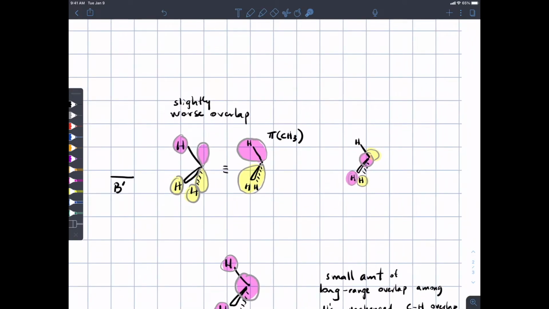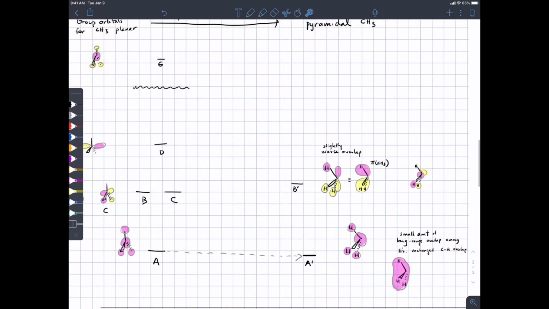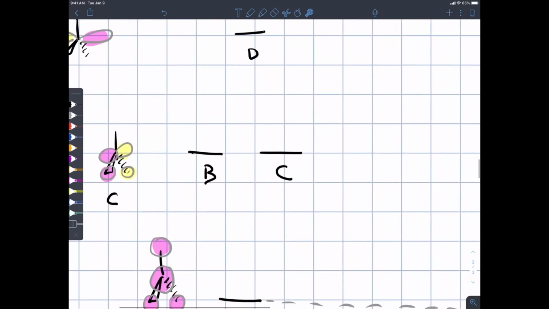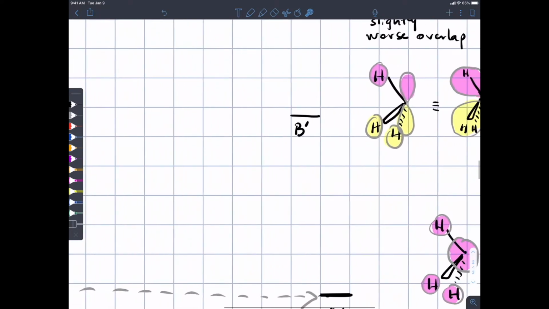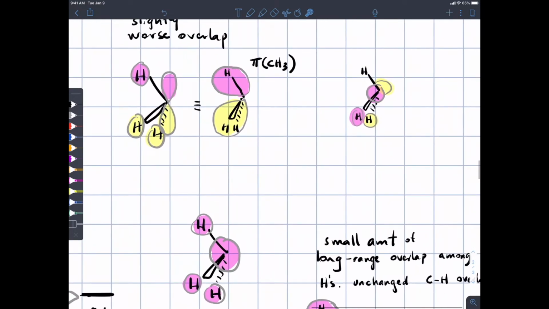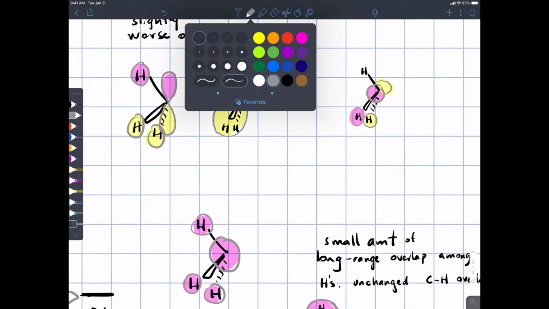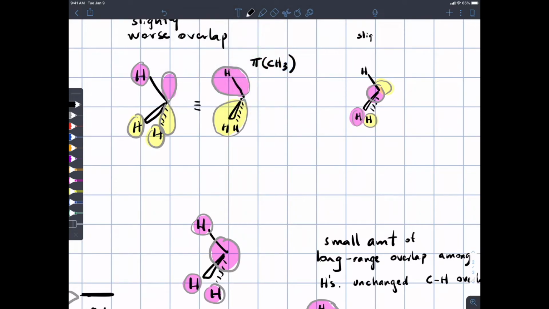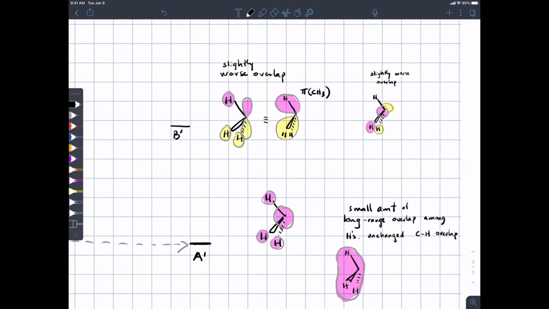But we've got the same issue with C that we did with B. Recall with B, you've got direct side-by-side overlap of these two lobes. And now when we go to pyramidal, it's a little bit further away. So again, slightly worse overlap. Not hugely worse, but slightly worse overlap. So the new C is also going to be higher in energy than the original C.